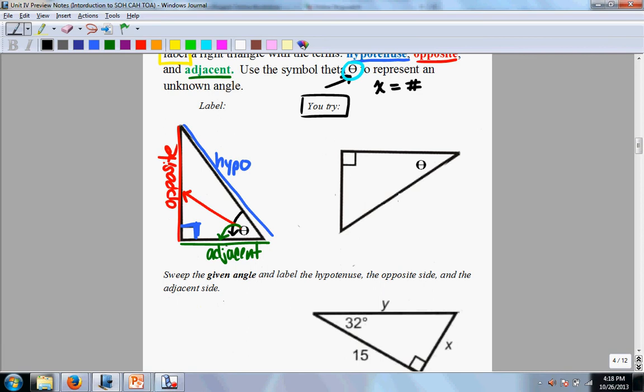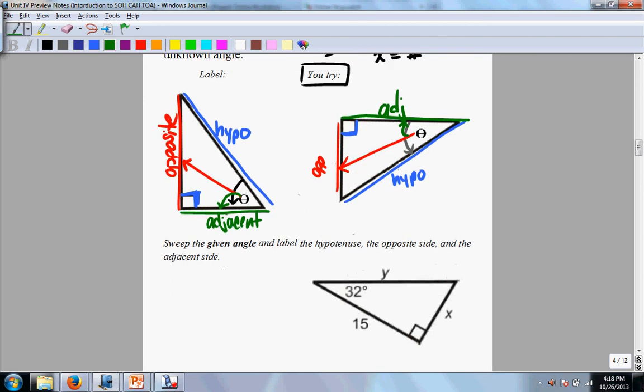Let's see how you did. First off, you always sweep the angle that you're working with. That one angle right there. We darken our right angle. That identifies our hypo. Then we go to our unknown angle theta. We sweep it, and then we go across or opposite. This would be the opposite side. And then right next to it, but not the hypo, that would be the adjacent side.